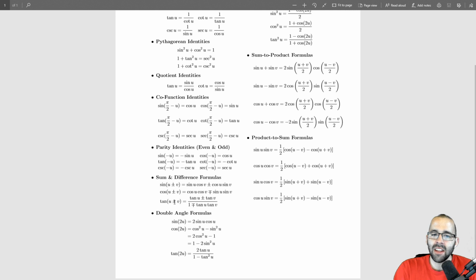Tangent's tricky because it's pretty messy. And also because, again, plus or minus means same sign, and minus or plus means the opposite sign. So if this is a plus on the inside of tangent, the top will be a plus, but the bottom will be a minus. The top will be a positive, the bottom will be a negative. So it's really easy to make mistakes on this.